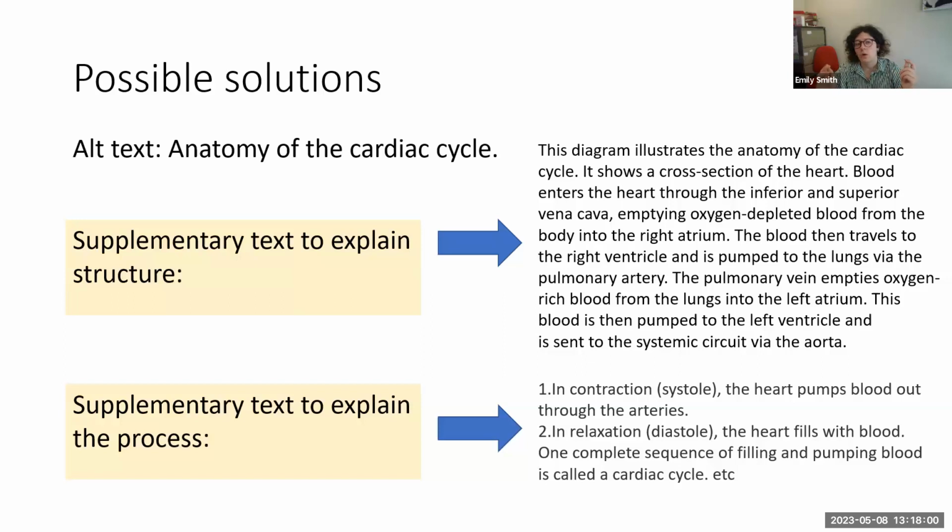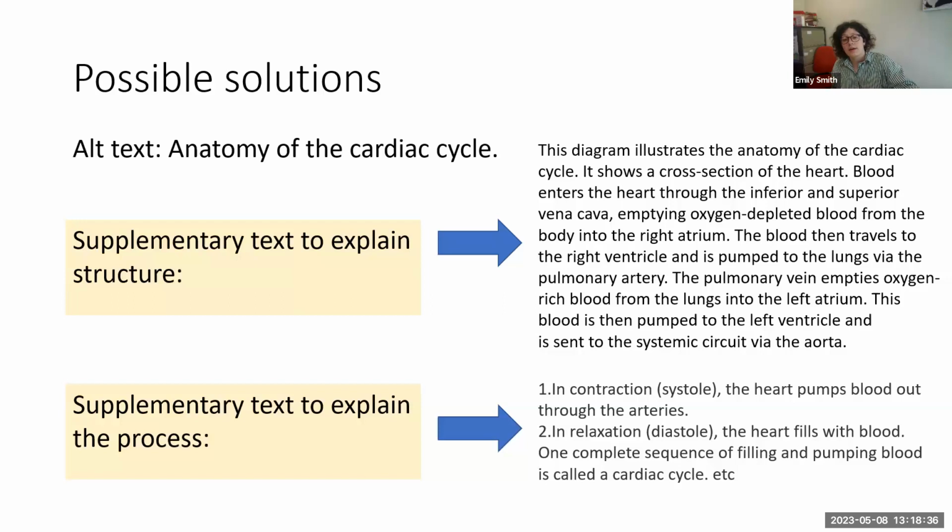So again, we're thinking about, why did we have this diagram? So first of all, we wanted students to understand the structure of the heart, and then we wanted them to explain the process of how blood is actually moving through the heart. So what we've got here is a really just clear explanation of the various parts of the anatomy. So we're literally working through the heart. So we've got diagram illustrates the anatomy of the cardiac cycle. It shows a cross section of the heart. Blood enters the heart through the inferior and superior vena cava. And it just works through that.